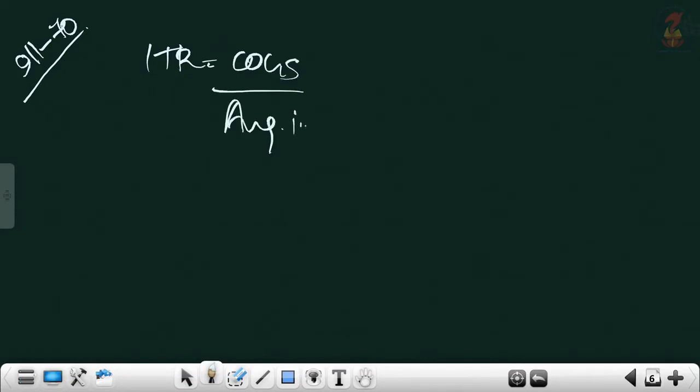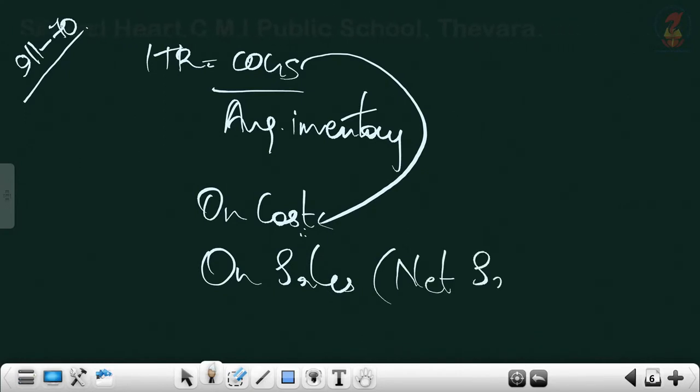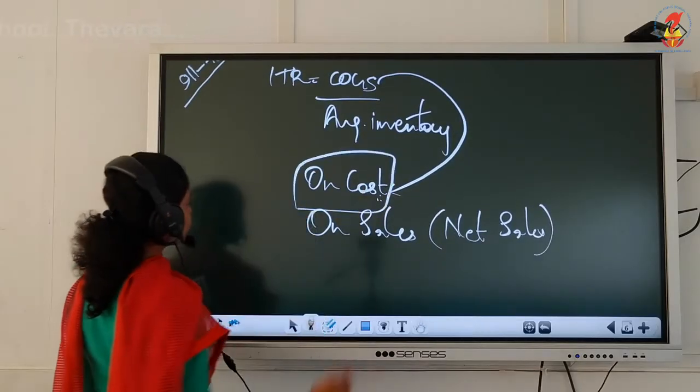So on cost and on sales the calculation is different. On cost means you have to take the value of cost of goods sold, whereas on sales means you have to compute on net sales or revenue from operations. So calculation will be different in both these questions. Now we have to do on cost.